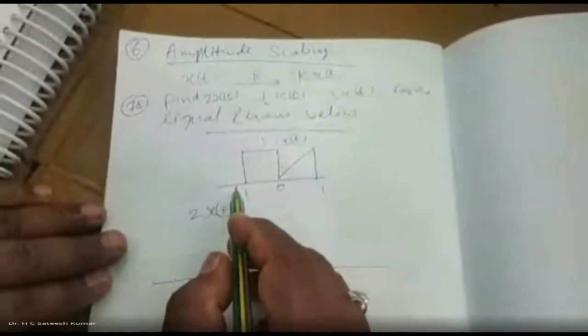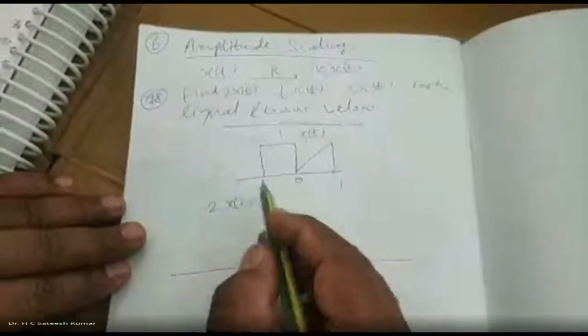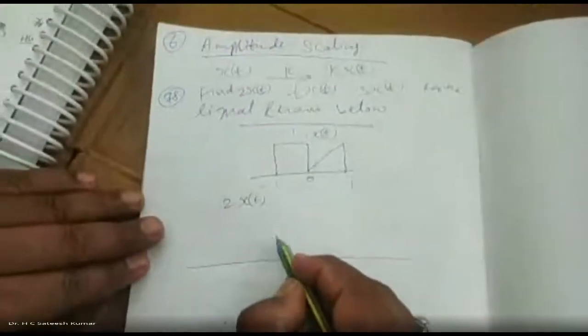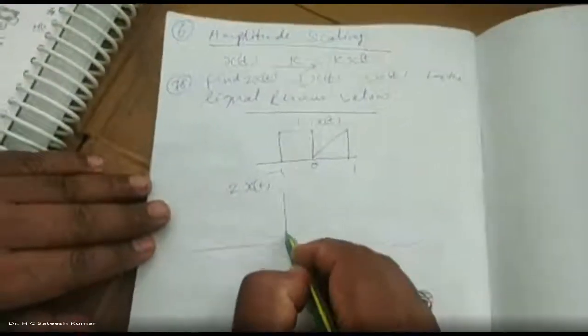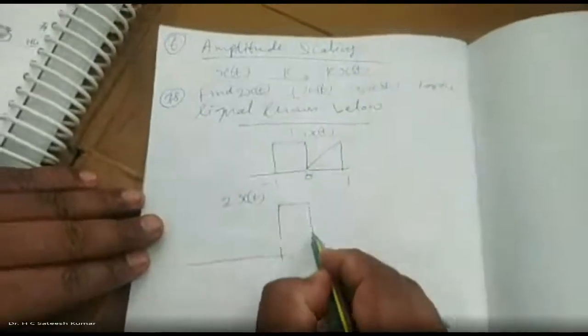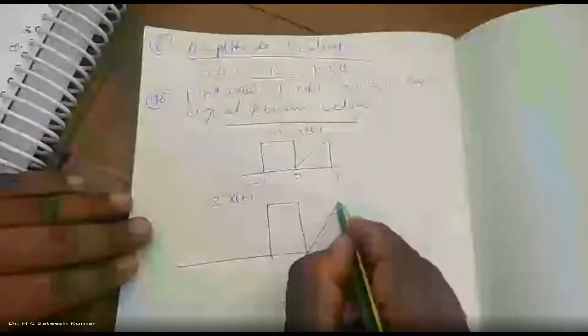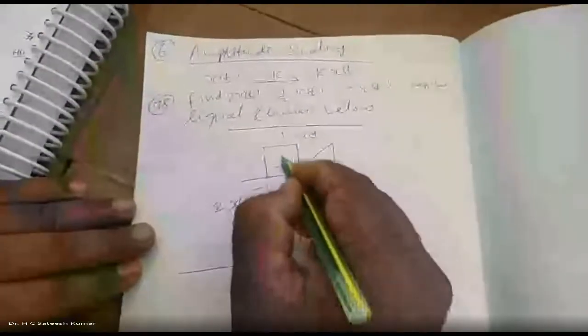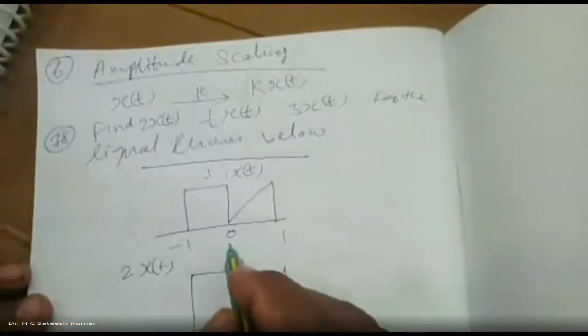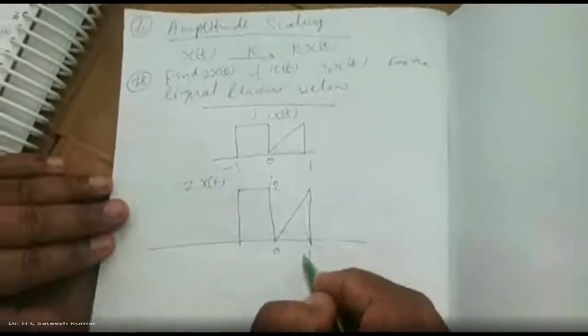Okay. 2x of t. 2x of t is nothing but equal to what? Multiply the whole thing by 2. So therefore what will happen is only amplitude is changed to 2. Time remains same. This is amplitude scaling. So this is 1, now it is 2x of t. 0, 1 and minus 1.